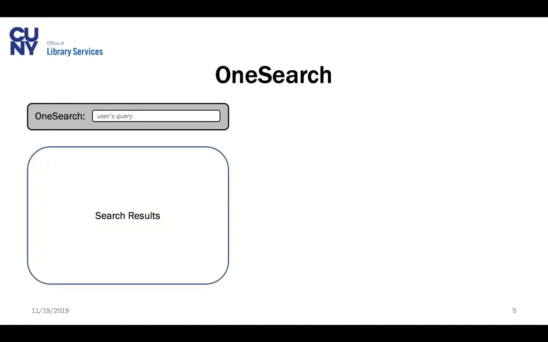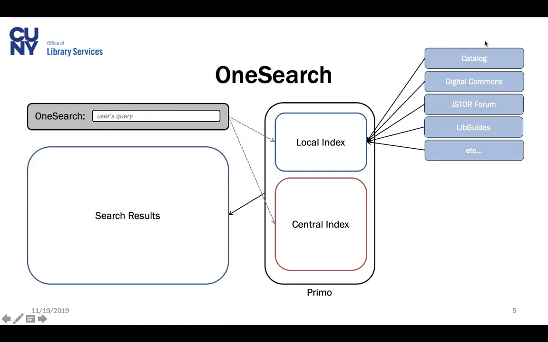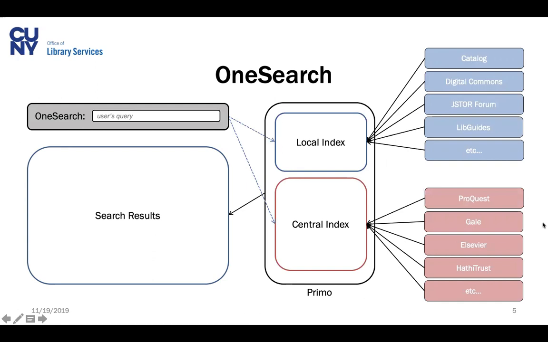And just to recap what this looks like. When a user enters a query in OneSearch, they get results. And what's happening behind the scenes is that the query is pinged against two indexes: the local index, which is our catalog records, everything in our institutional repository, JSTOR forum, local digital collections, LibGuides, if you've chosen to have that harvested, and so forth, just local things. And then the central index, which are all of the full text electronic resources that we have access to through OneSearch. This comes from all kinds of vendors, including ProQuest, Gale, Elsevier, HathiTrust, and so forth.